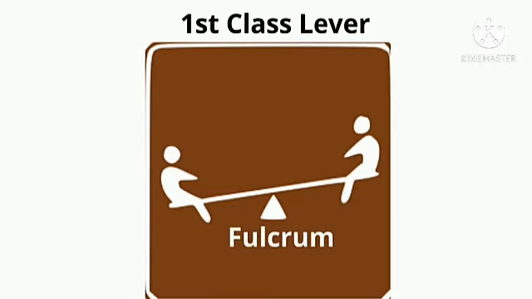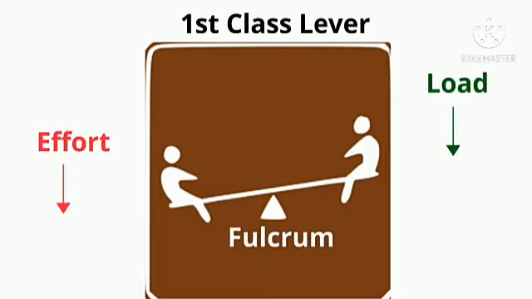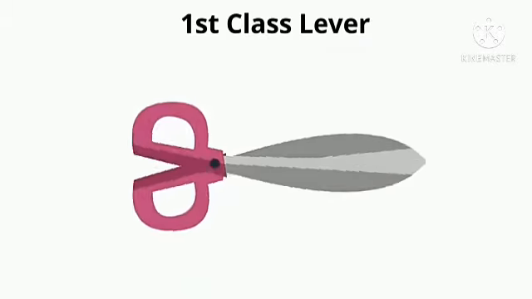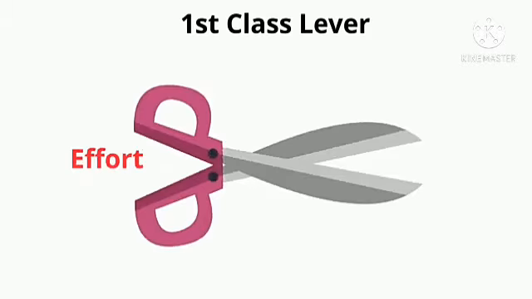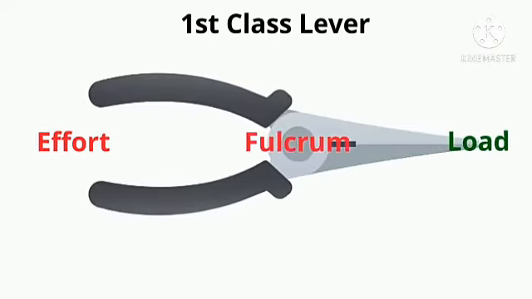First class lever, this is when the fulcrum is at the middle, in between the effort and the load. An example of such machines is the scissors. You can see the three parts. We also have pliers, so you can see.